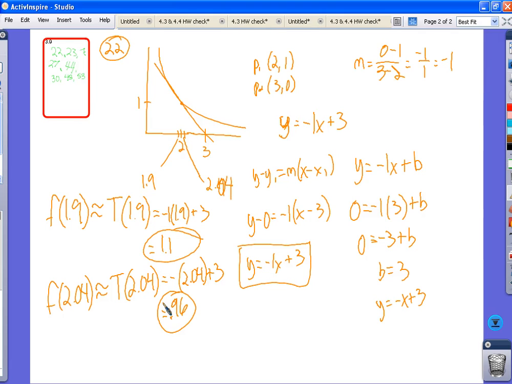Skip 23. We just need the equation of that line. So on.